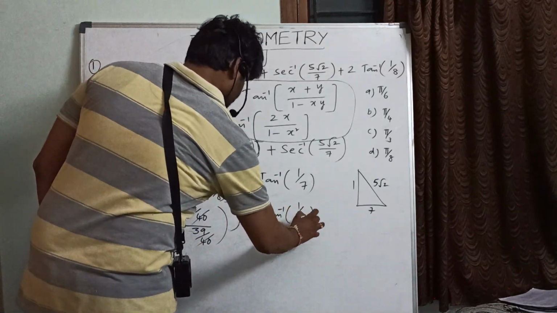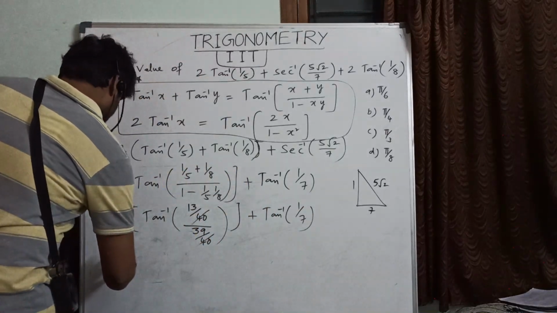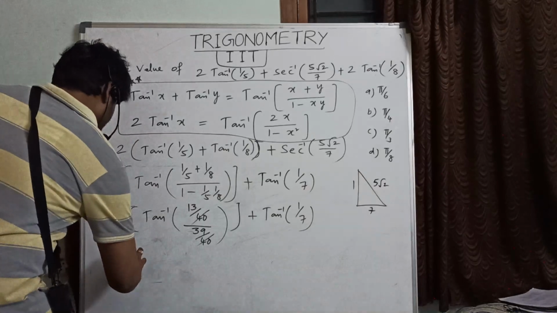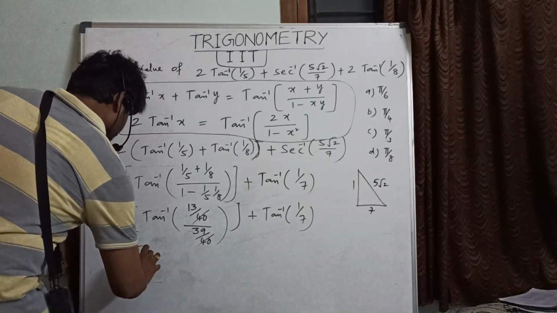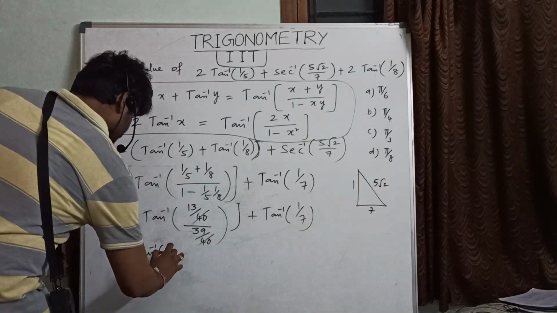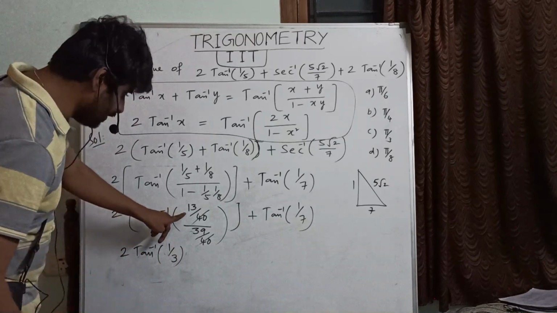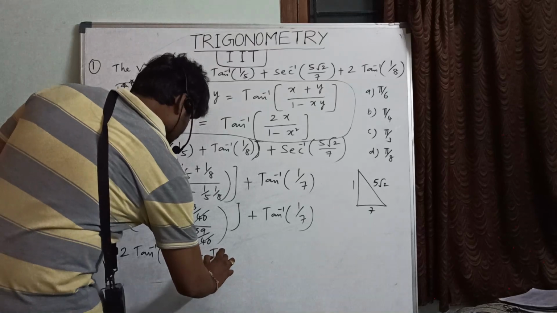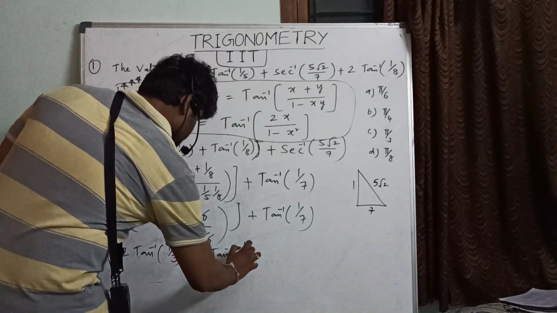Clear? So now here 2 tan inverse, 13 ones are 13, 13 threes are 39, so 2 tan inverse of 1 by 3 will be left here. Clear? Hope you can understand. So plus tan inverse of 1 by 7.